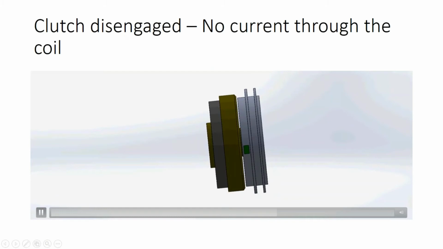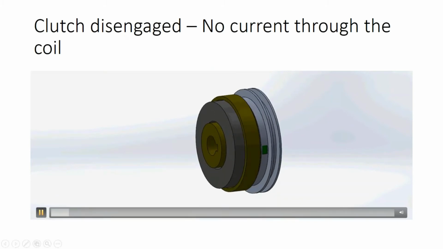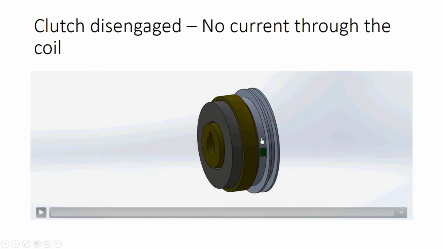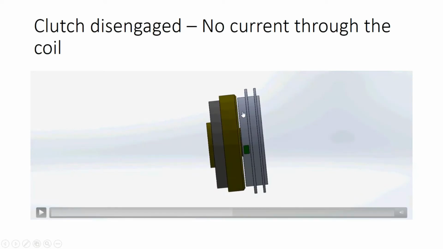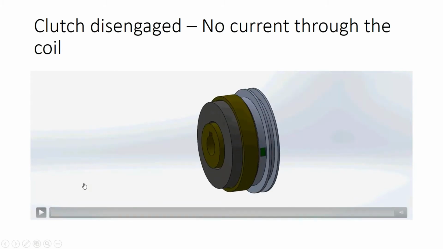As you see here now, there is no engagement between the follower and the driver. You see here the driver is rotating, but the follower does not rotate. And if you look closely, there is a small gap, an air gap, between the driver and the follower. This air gap is not closed because there is no current induced. There's no current through the coil.